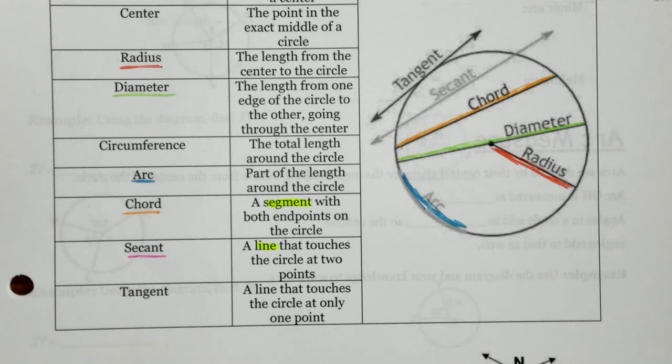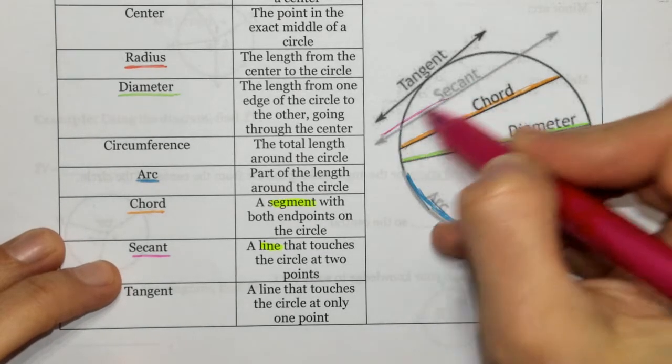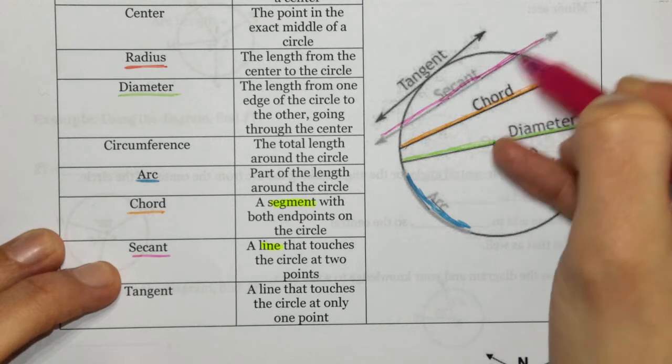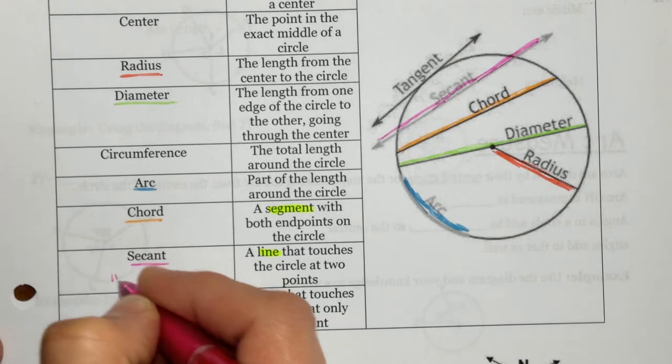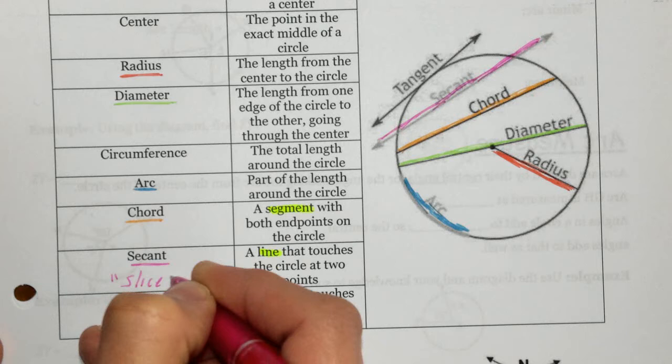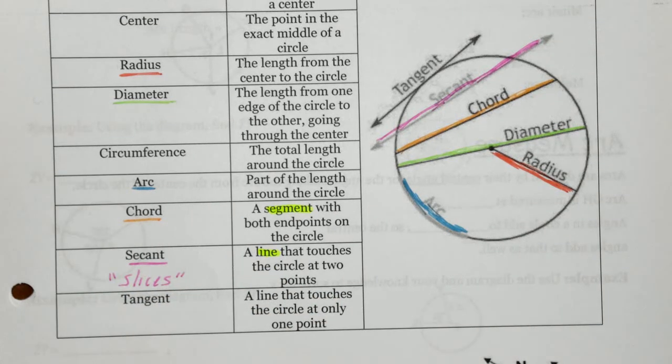Now what's happening is, we have this secant, it's going to enter into that circle at some point, it's going to go through, and it's going to exit somewhere else. So how we can remember the secant is right here when we see the secant going in, going through it, and exiting, it's slicing through that circle. So a secant slices. It's going to slice through that circle.